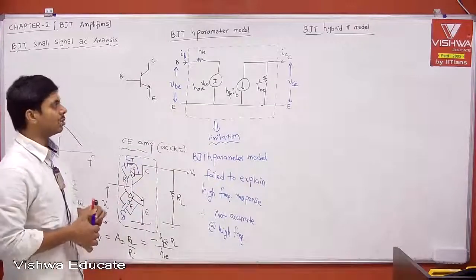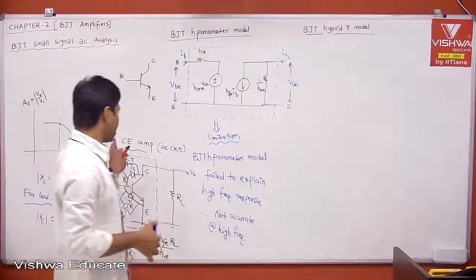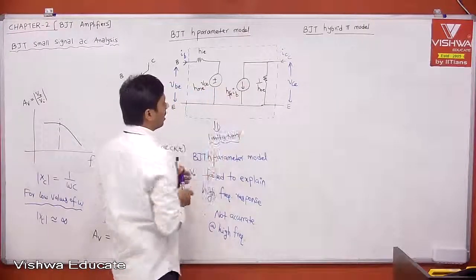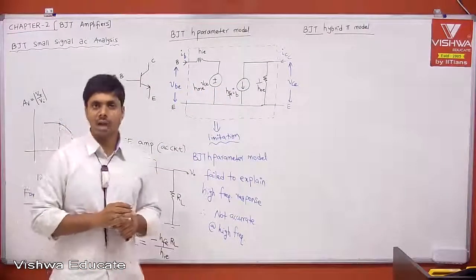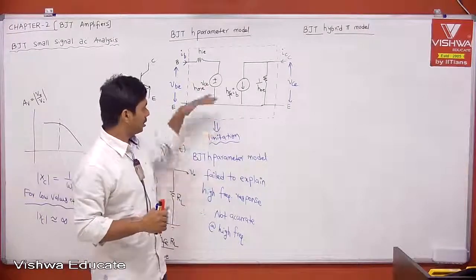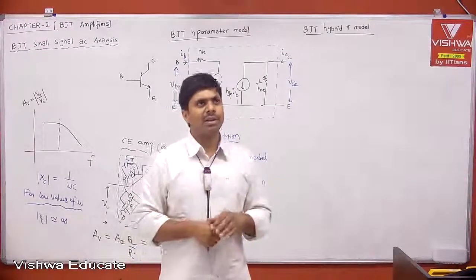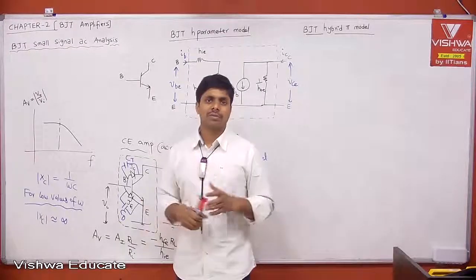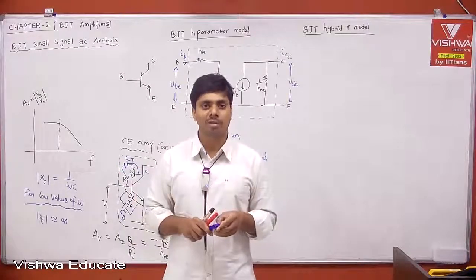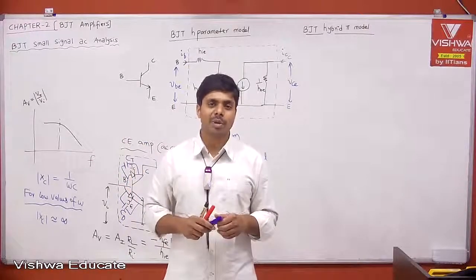Now, the BJT hybrid model has come into the picture to explain the high frequency response analysis, considering the BJT internal capacitances. But maybe you can say we can add capacitance directly to the H parameter model, then no need to go for anything else. Yes, I agree. But the H parameter model was used for all the circuits. Later, in the 1960s and 1970s, people started using the MOSFET also. Then we got the MOSFET AC equivalent circuit, right? Then people did not go with the H parameter model.